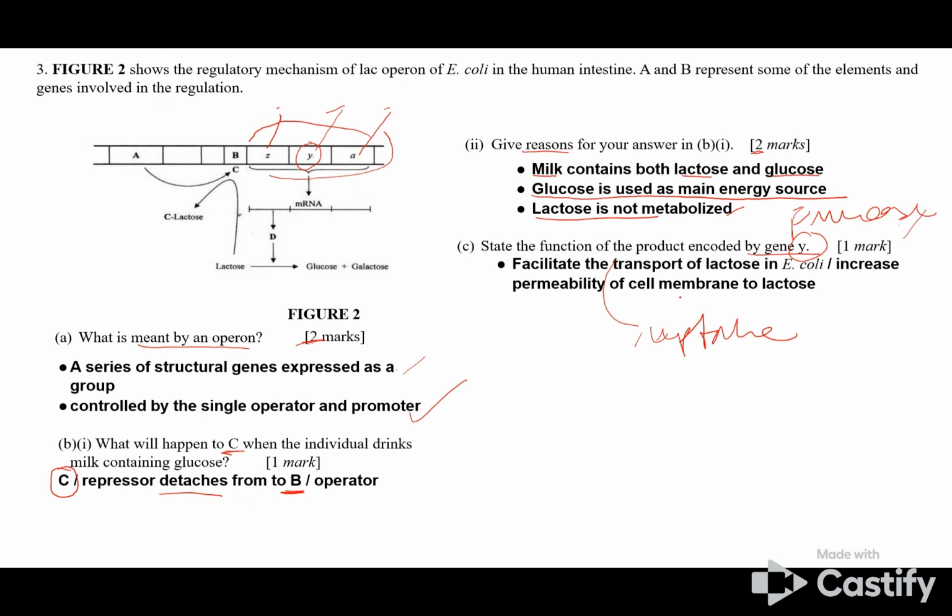Okay, facilitate the transport, or you also can say uptake. You also can give this word. Okay, facilitate the transport or uptake of lactose in E. coli or increase the permeability of cell membrane to lactose. So only 1 mark. So we have 3. Make sure you all read all 3 function, all 3 of the structural gene.